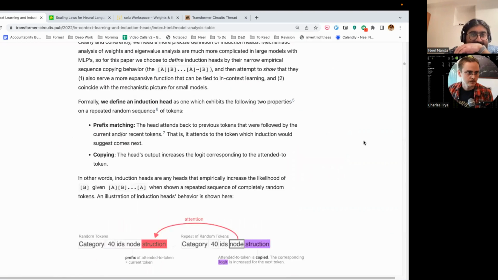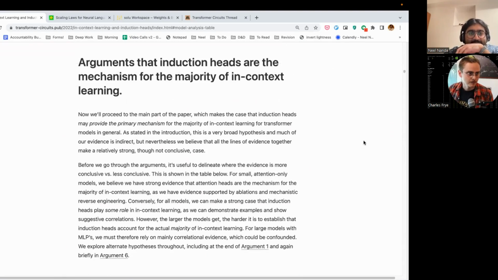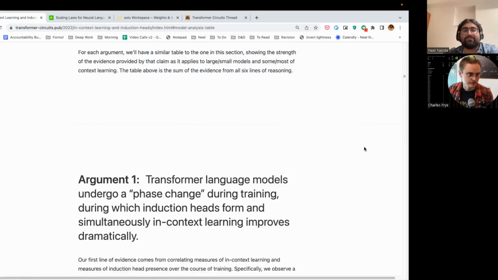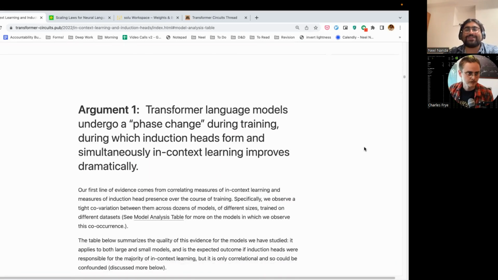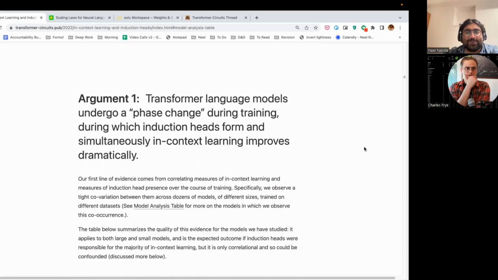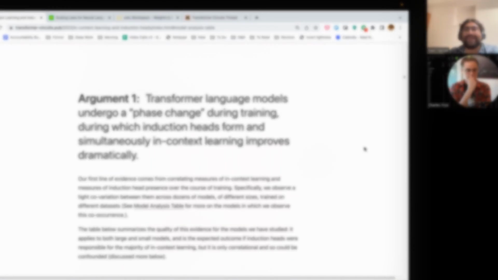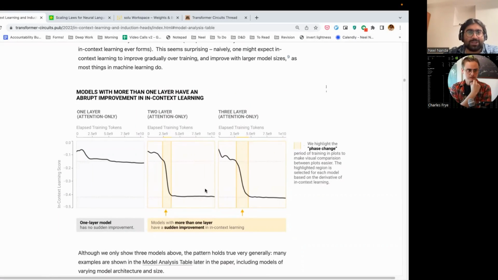Makes sense. Let's resume going in order. Now we're going to go through the various arguments. First argument, phase changes. There is this dramatic phase change during training when all of these different things we're claiming happen at the same time. This is something worth dwelling on. We make this claim that in-context learning abilities dramatically increase. But what does that actually mean?